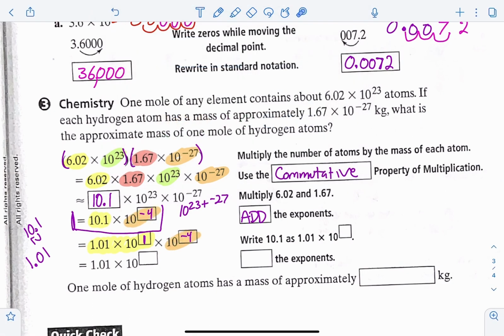So all they did here was take 10.01 and turn it into 1.01 times 10 to the 1 because this is greater than 1 but less than 10. Then we add our exponents one more time. And we end up with 1.01 times 10 to the -3. So our answer is just 1.01 times 10 to the -3.